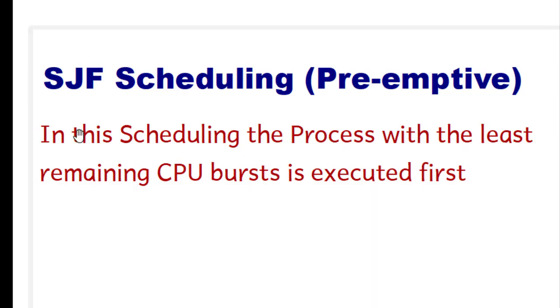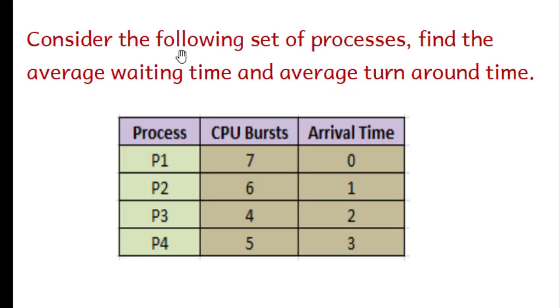So here we have the SJF preemptive scheduling definition. In this scheduling, the process with the least remaining CPU burst is executed first. Now let us see one example. We have this set of processes, and we have to find the average waiting time and average turnaround time. Process P1, CPU burst is 7 and arrival time is 0. Process P2, CPU burst is 6 and arrival time is 1. Process P3, CPU burst is 4 and arrival time is 2. And process P4, CPU burst is 5 and arrival time is 3.